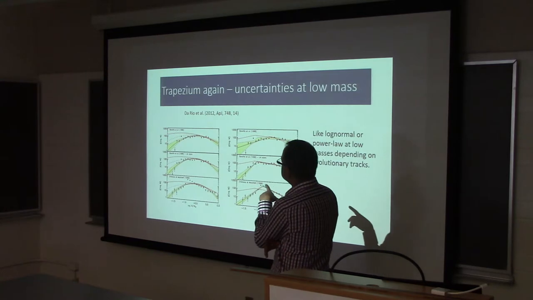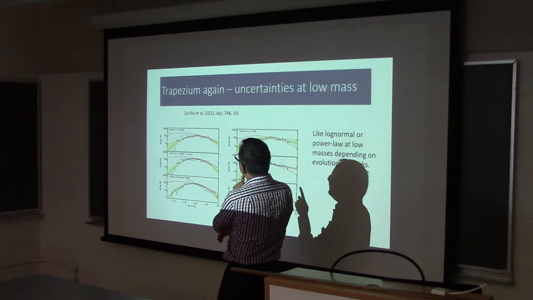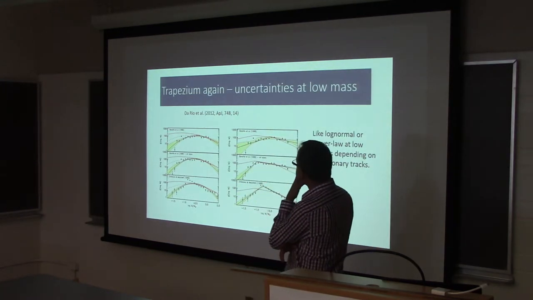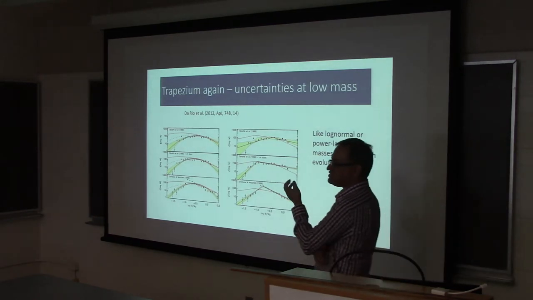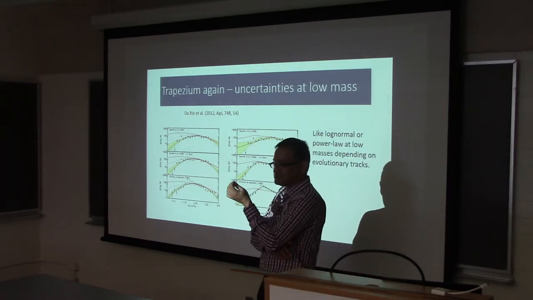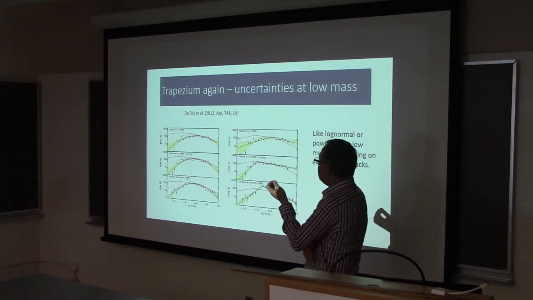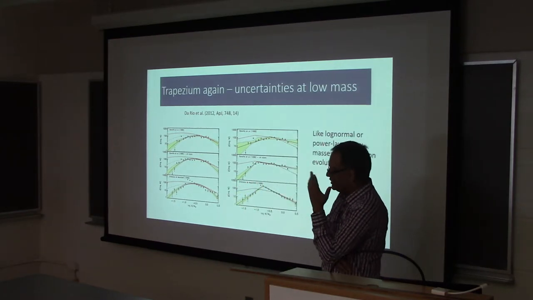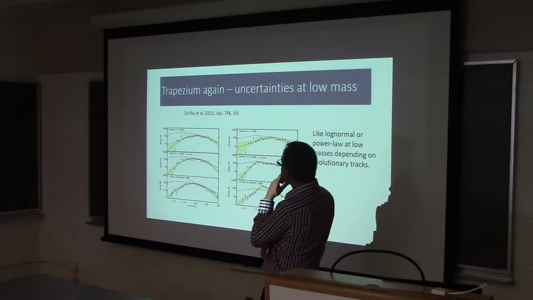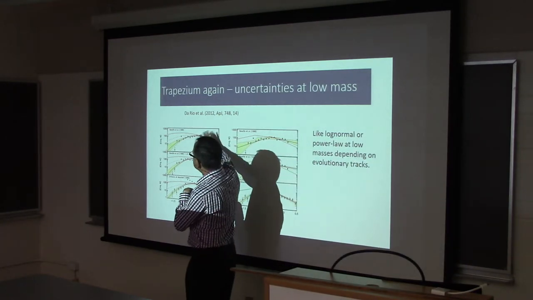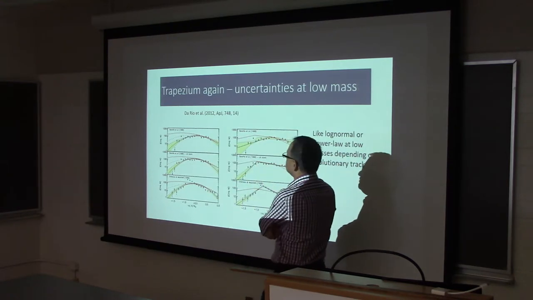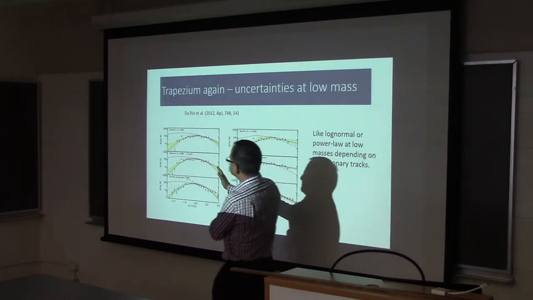But this interesting paper by Da Rio et al, 2012, again looking at the ONC. And remember I pointed out there's actually a lot of uncertainties due to the stellar evolutionary tracks, particularly at low mass. And then there's competing models out there, and they give you different results. So they showed an interesting thing, that if you use these tracks of Isabelle Baraffe and collaborators, you get one kind of low mass IMF.